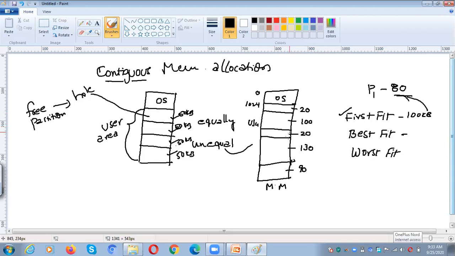Best fit will check the entire list. Even in the 100 KB partition we can keep the 80 KB process, but best fit will check the entire list of partitions. So it moves to the next. In the 20 KB I cannot keep the 80 KB, so it moves to the next one. In the 130 KB I can keep the 80 KB, but it won't go for it. Coming to the last one, 90, we can fit the 80 KB process into the 90 KB partition. So the best fit will choose the 90 KB.